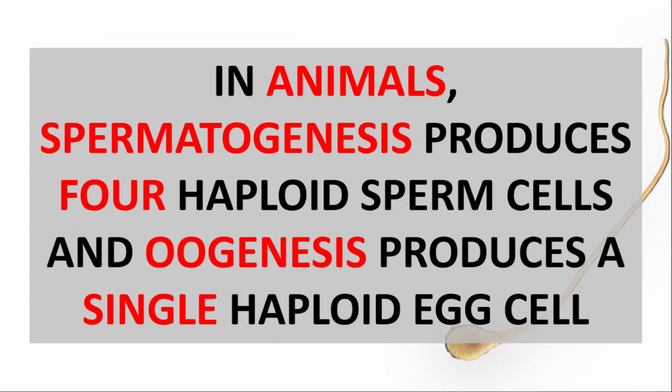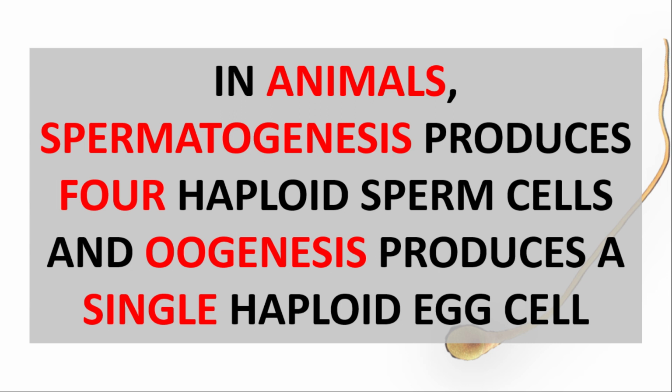The process of sperm cell production is called spermatogenesis, and the process of ova or egg cell production is called oogenesis. These processes involve meiosis. Previously, we established that in meiosis, 4 haploid cells are produced at the end of meiosis 2. But in animals, spermatogenesis, yes, it produces 4 haploid sperm cells, but oogenesis produces only a single haploid egg cell. Hindi 4, but just a single haploid egg cell.